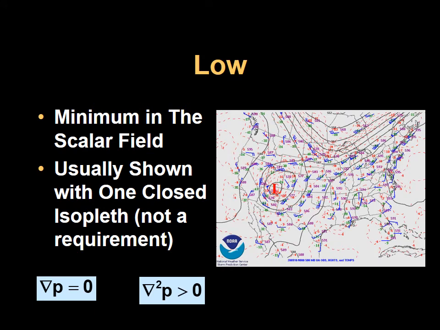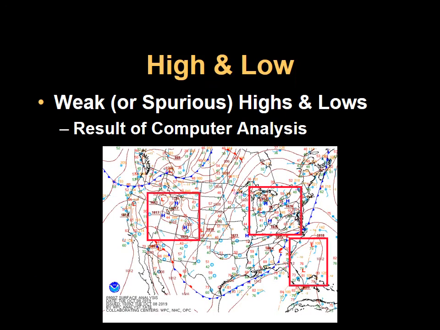A low, by definition, means that there's a minimum, a local minimum in the scalar field. Once again, we also represent a low with a closed isopleth around the low. It's not a requirement, but typically that's what we show. And it also means that the gradient right at the center of the low is zero, but there is a change in the gradient. And that's what that mathematical representation is at the bottom there.